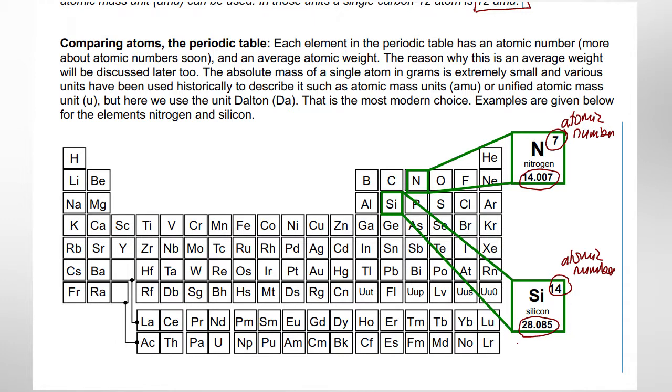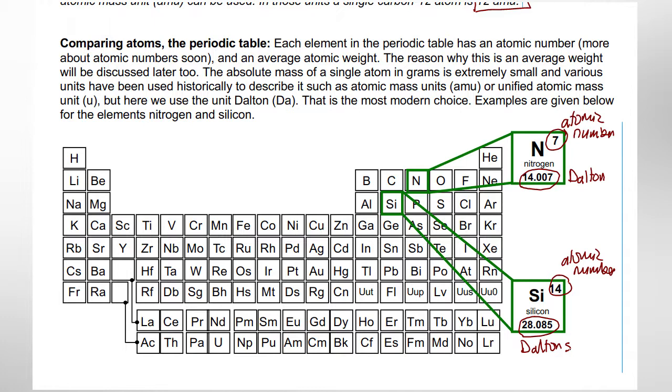There are various kinds of weight units that we can use, but the most common one that's used nowadays is called a Dalton. So the atomic weight, or more accurately, the average atomic weight of nitrogen is 14.007 Daltons, and the average atomic weight of silicon is 28.085 Daltons.